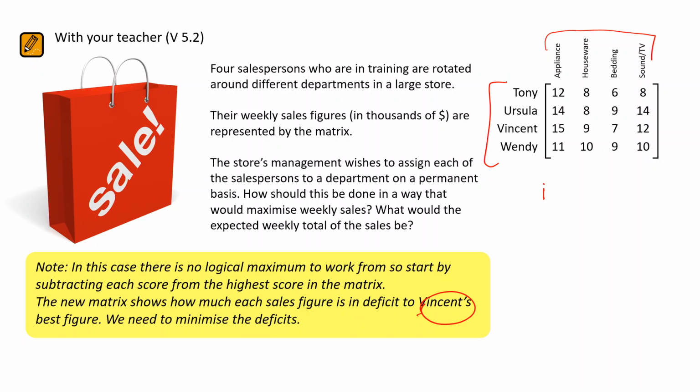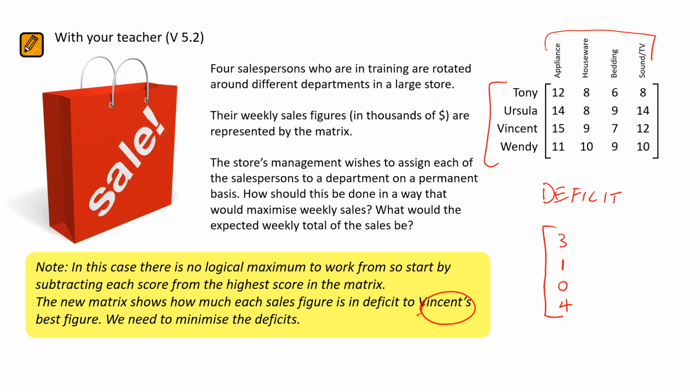So our deficit matrix here, deficit is going to be, let's subtract everything from 15. So it's going to be 3, 1, 0, and 4. Yeah, that's right. Okay, 15. Yes. Okay, I just had to double check there.